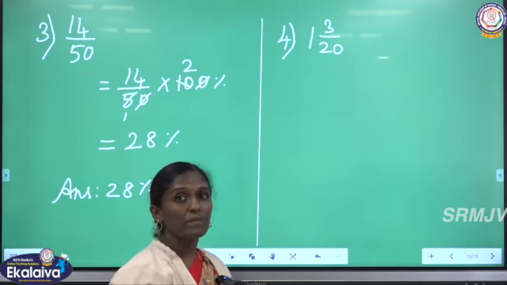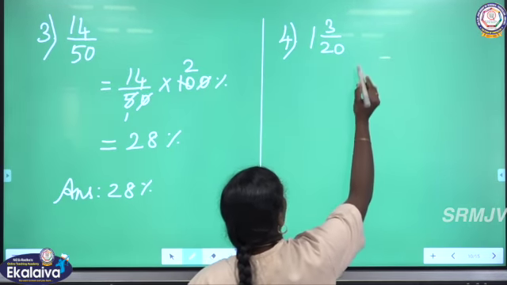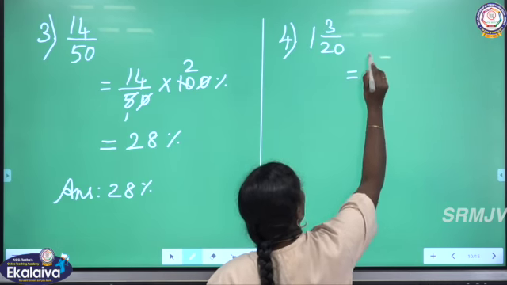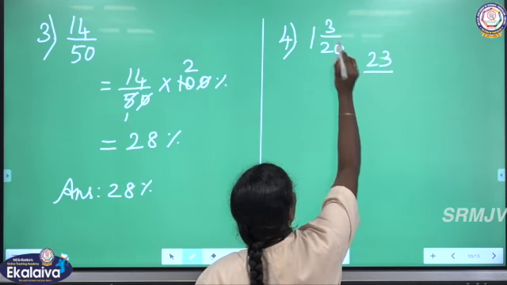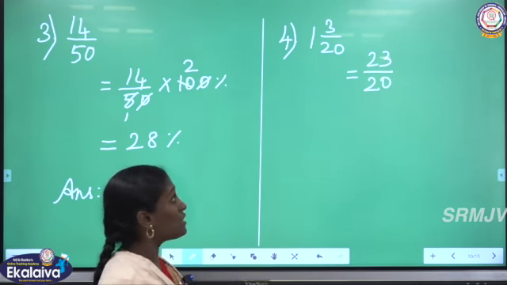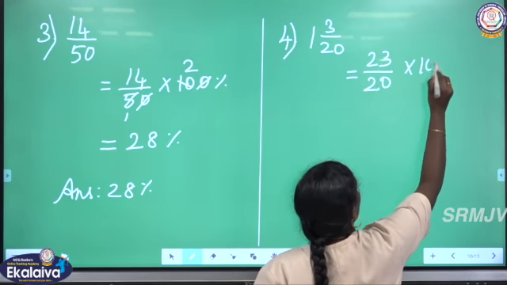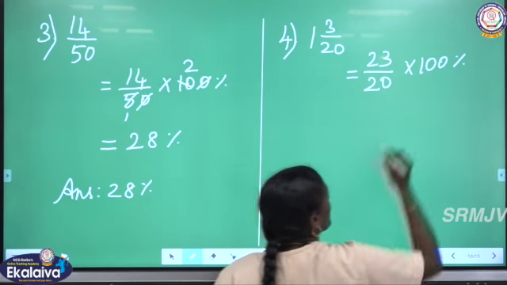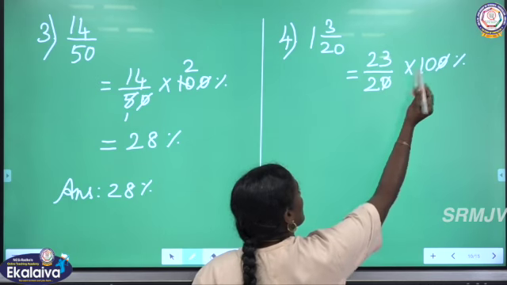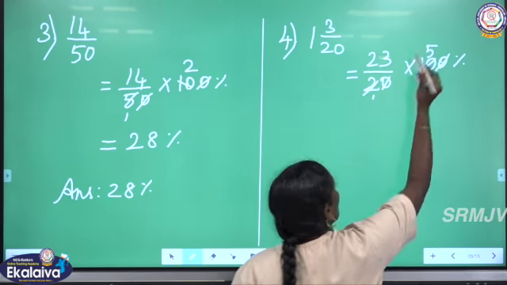See the next one. We are having a mixed fraction. For that first we have to convert the mixed fraction into an improper fraction. Then what you will get, 20 into 1, 20. 20 plus 3, 23. The same denominator 20. Now we got 23 by 20. This is an improper fraction for the given mixed fraction. To convert it to a percentage, we are going to multiply it by 100 percentage. Now we can cut 10 and 10 here. 2 and 10 are divisible by 2. So in 2 table 1 time, in 2 table 5 times.